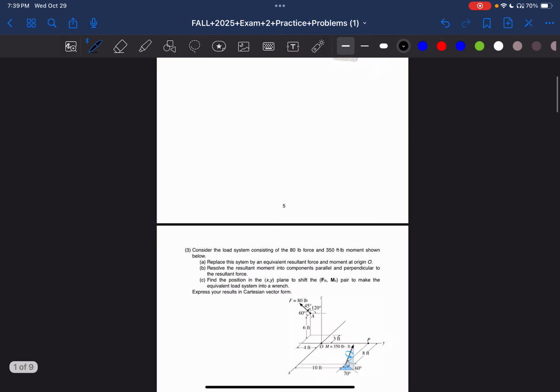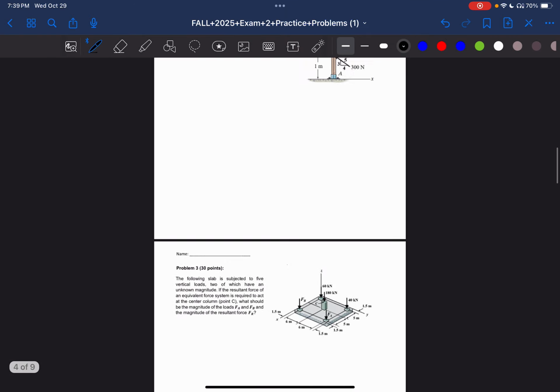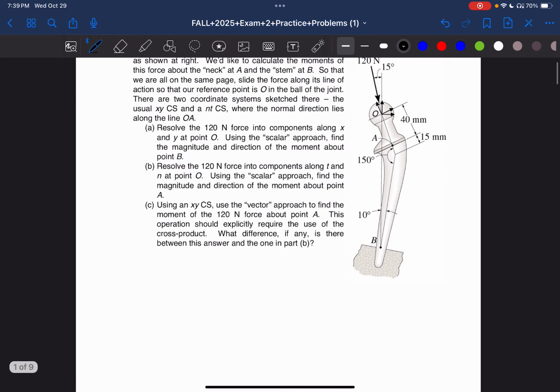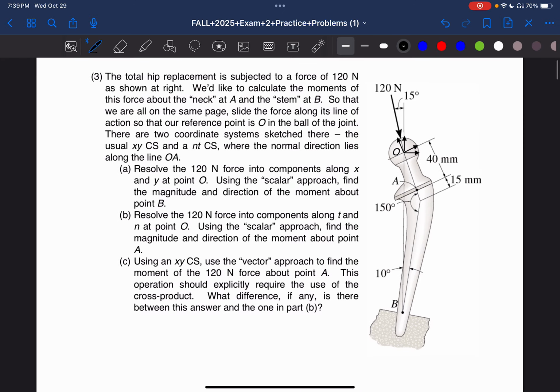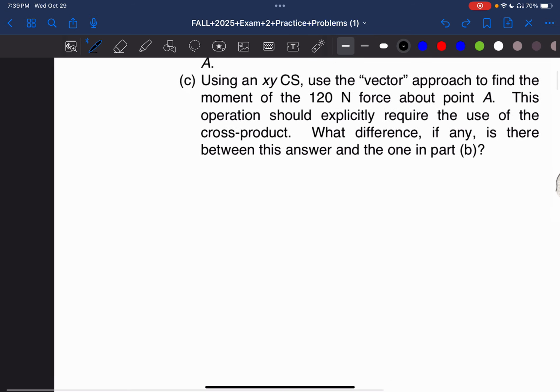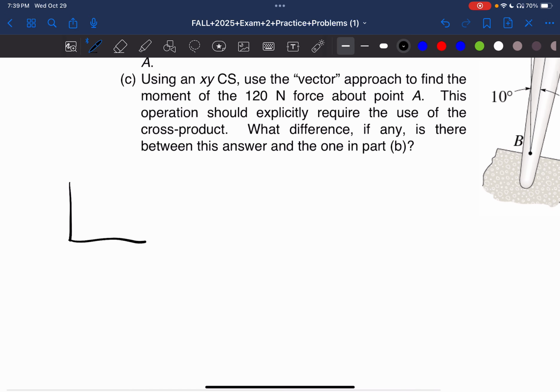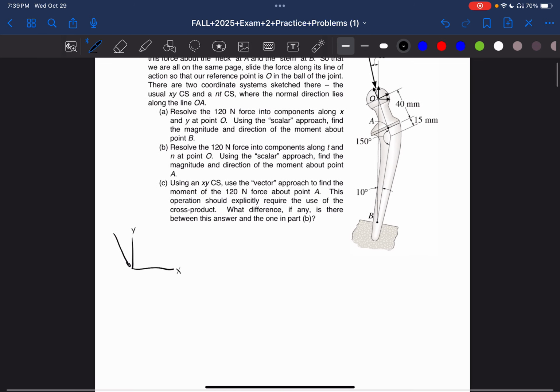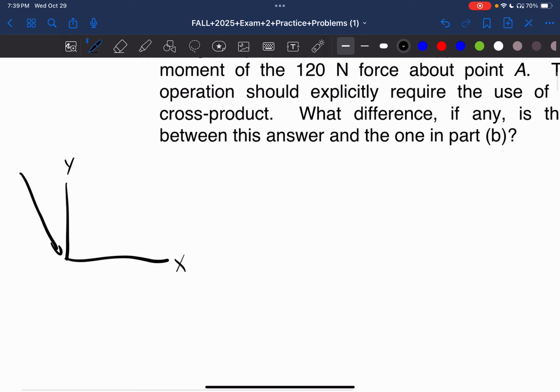Okay, let's go over some questions from the study guide that my teacher gave me. This first question asks us, so we're given a force here, and it wants us to resolve into components along x and y. So let's draw a free body diagram. This is the x-axis, this is the y-axis. The force is coming in this way at a 15-degree angle against the y.